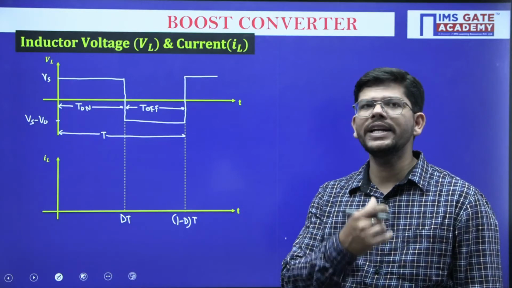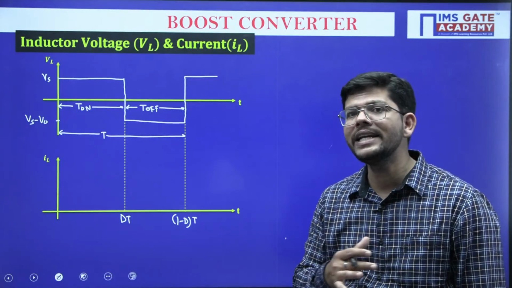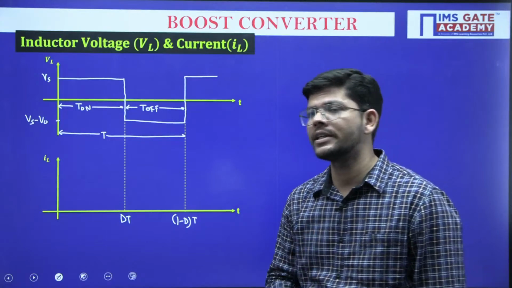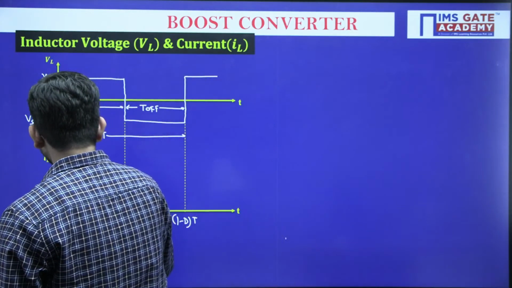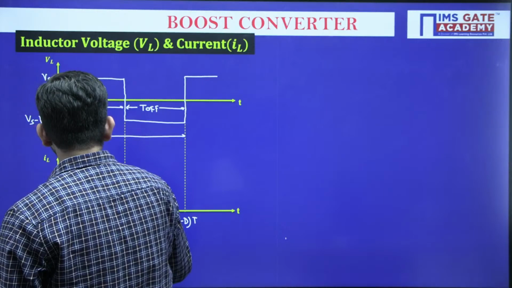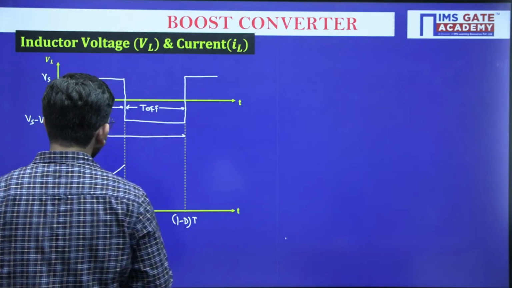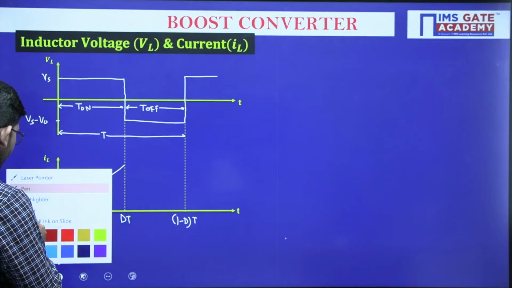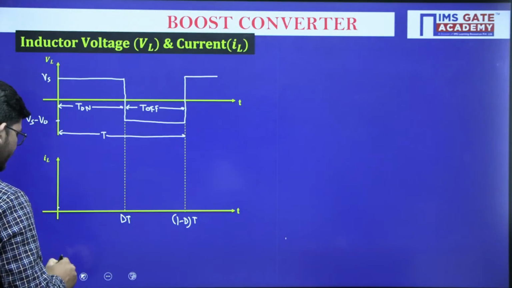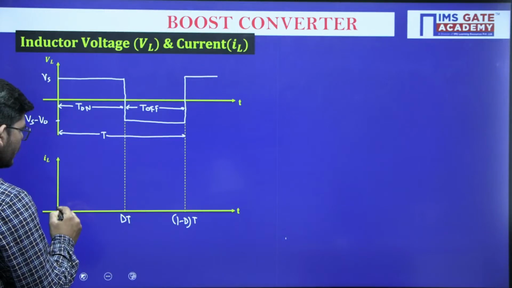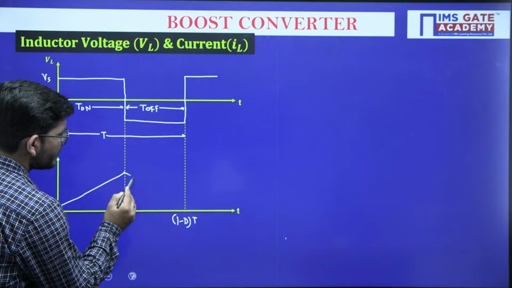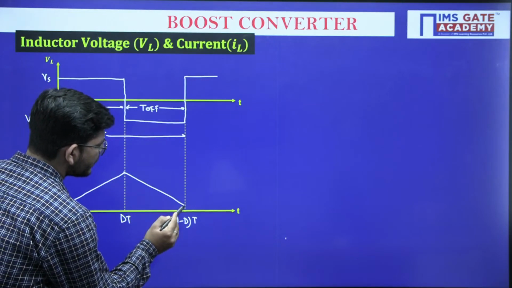We have assumed that inductor current is continuous and it is varying linearly, and during the on period it is increasing, during the off period it is decreasing. So for that changes, I have to show those changes like this. So it will be increasing during the on period and it will be decreasing during the off period.